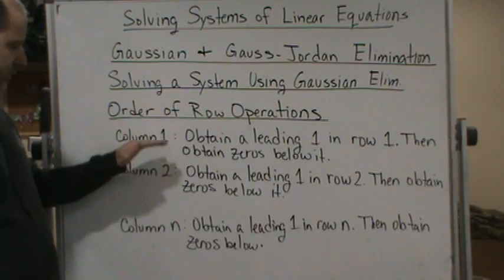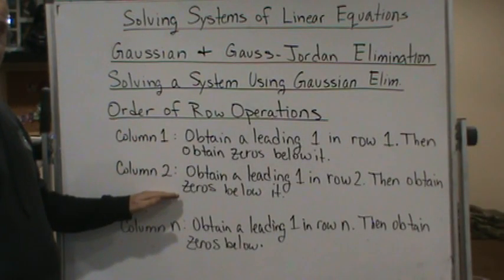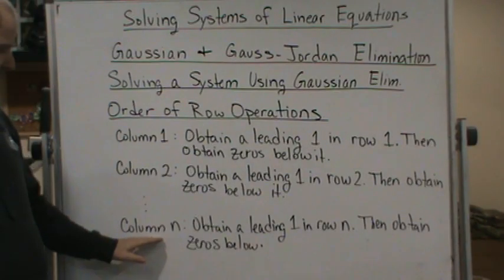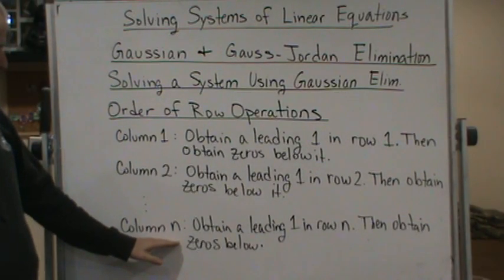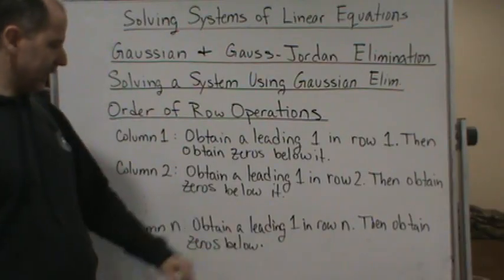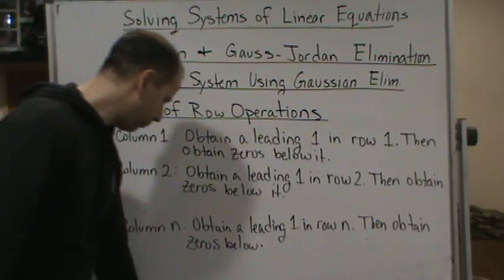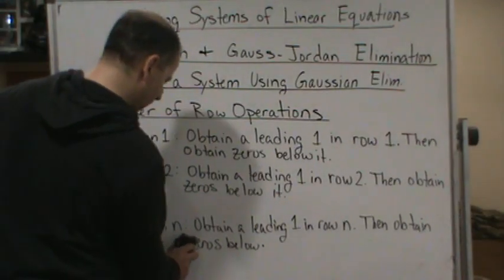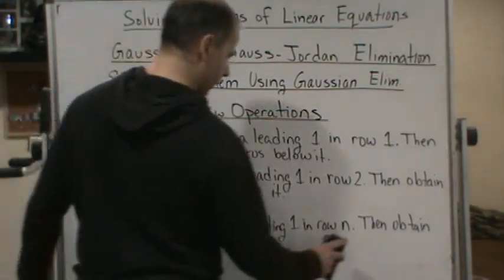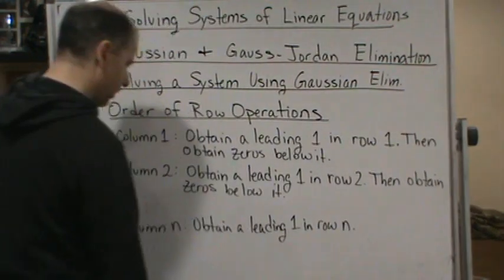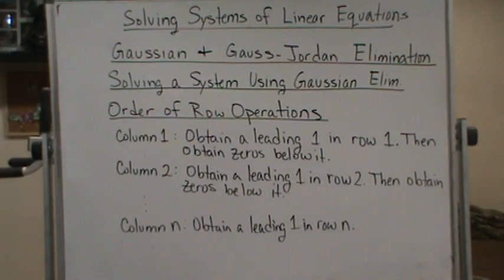And you continue to do this in like fashion until you get to the last column, column N, and you obtain a leading 1 in row N. Well, actually at that point you don't need to obtain any more zeros, so that's a mistake, because there's nothing left, it's the last row, okay?